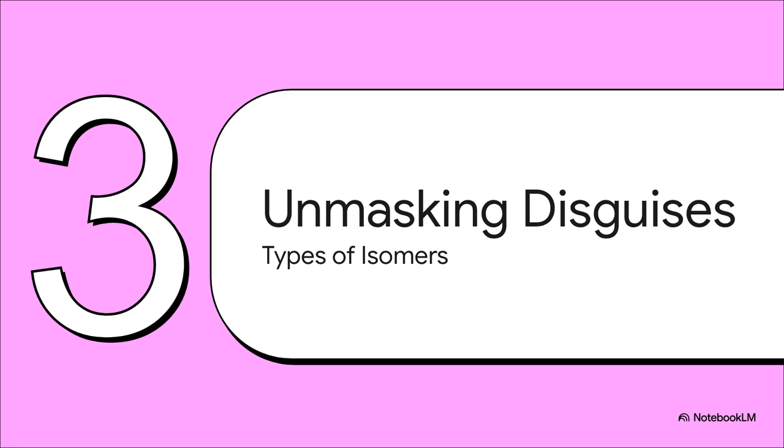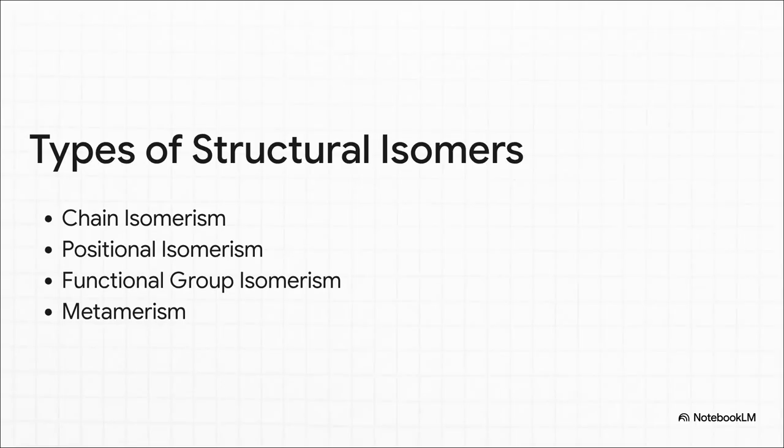So, to make sense of this whole molecular masquerade, chemists came up with a classification system. It's basically how we categorize the different ways these doppelgangers can wear their chemical disguises. So these are the big ones for structural isomers. You've got chain isomerism, where the carbon skeleton itself is different. Then there's positional, where something just moves to a different spot. Functional group isomerism, where the atoms actually rearrange to make a totally different kind of VIP group. And finally, metamerism, which is a little more subtle.